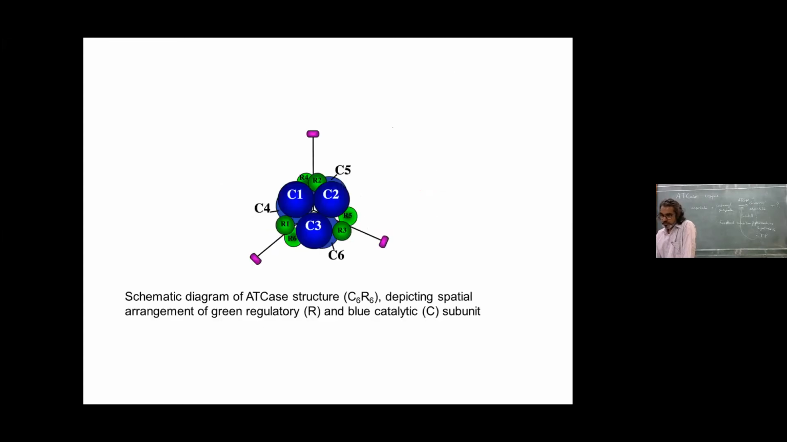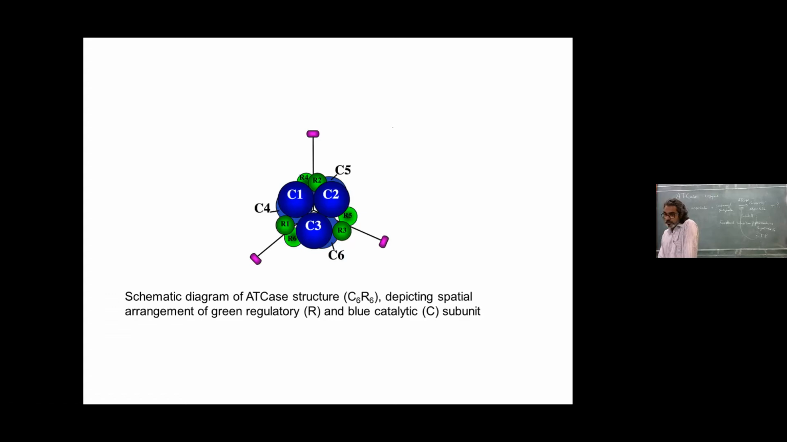So ATCase, let's see what it is. This is much more complex than hemoglobin. Hemoglobin is much simpler, where it has only 4 units with almost tetrahedral symmetry, meaning all 4 units are almost identical to each other. Here, ATCase consists of 6 subunits.